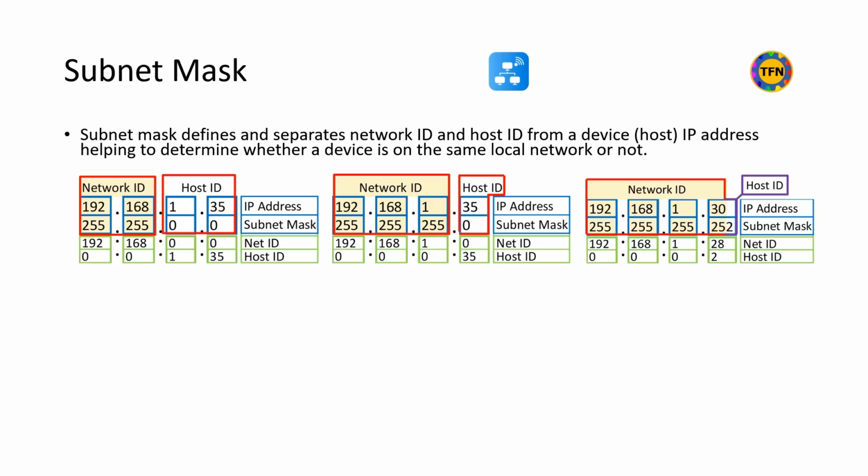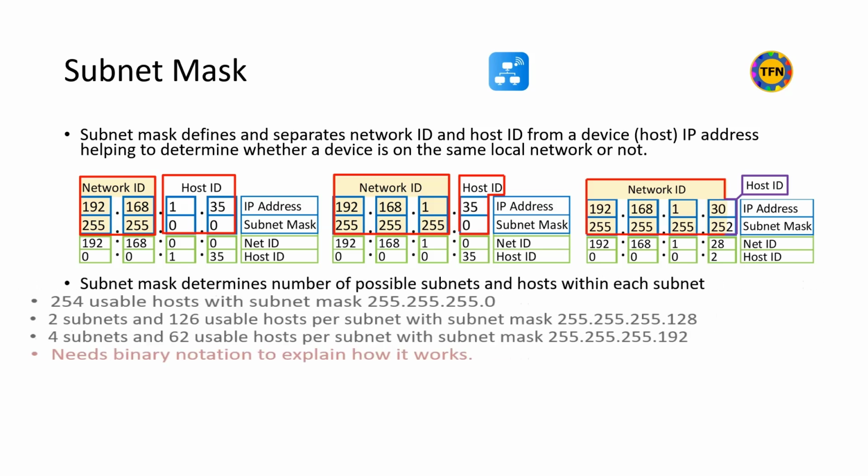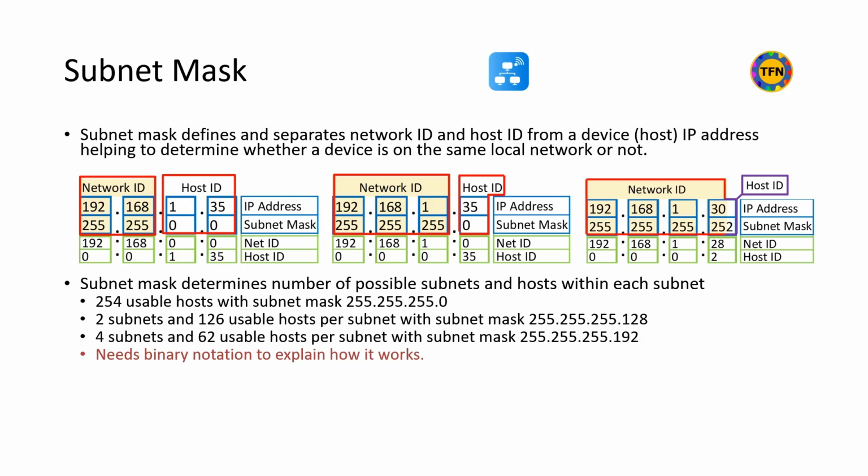In the third example, IP address 192.168.1.30 and host ID 0.0.0.2 have no common number. In this case, host part is taking less than one section and network part is taking more than three sections of the IP address. Subnet mask determines the number of maximum subnet and number of maximum hosts within the subnet.